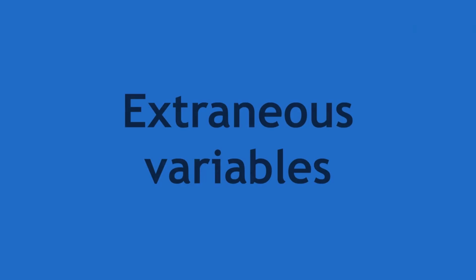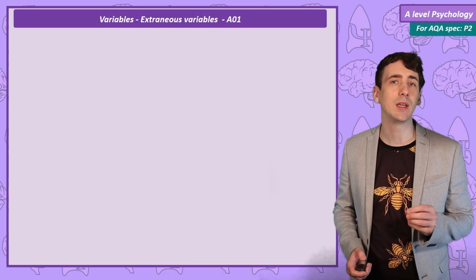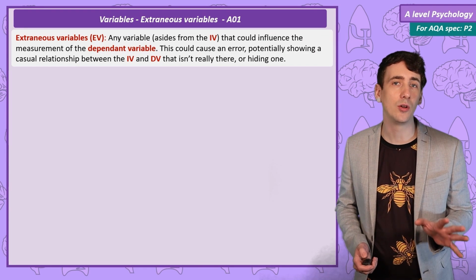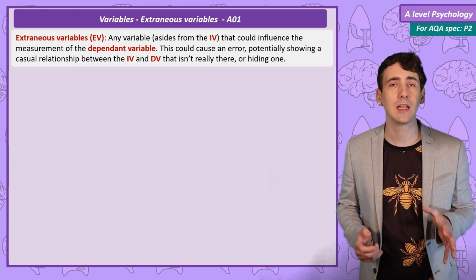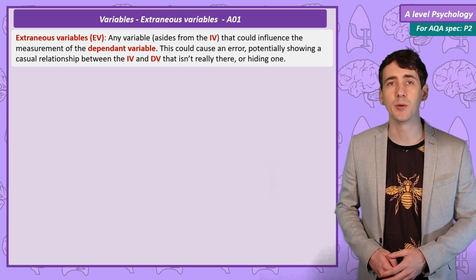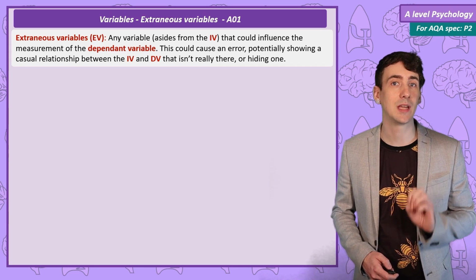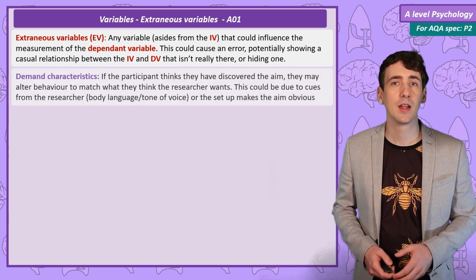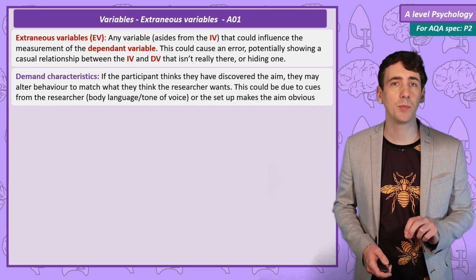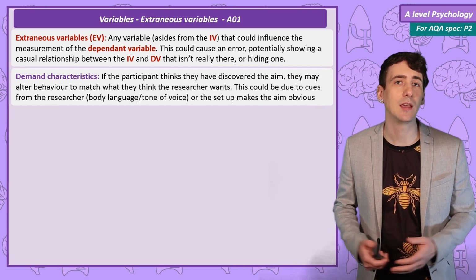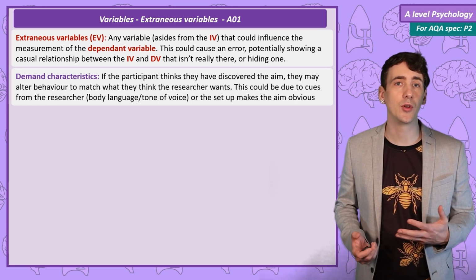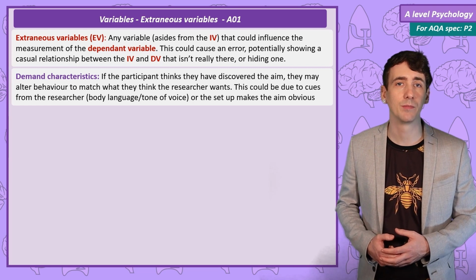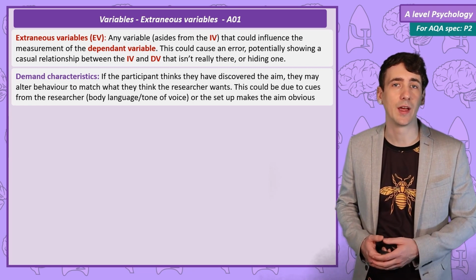Extraneous variables. Extraneous variables are the name we give to any other variable other than the independent variable that could influence our measurement of the dependent variable, and there are lots of potential extraneous variables. For example, demand characteristics. These are cues that the participant picks up on that suggest how they should behave. This could be verbal or non-verbal communication from the researcher, and we'd call this experimenter effects.